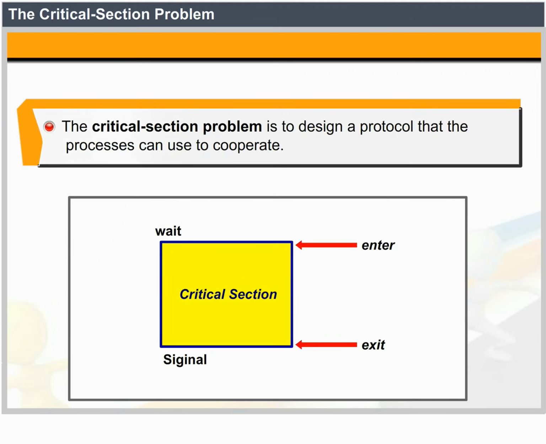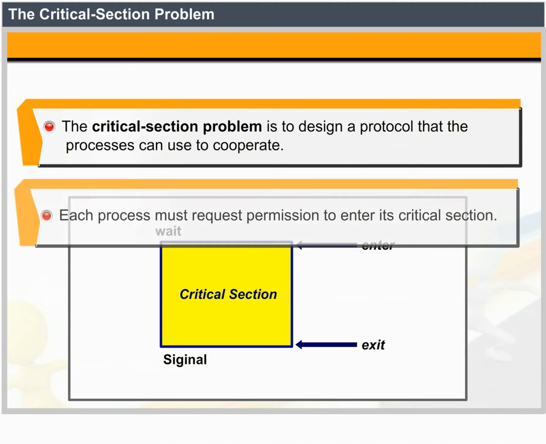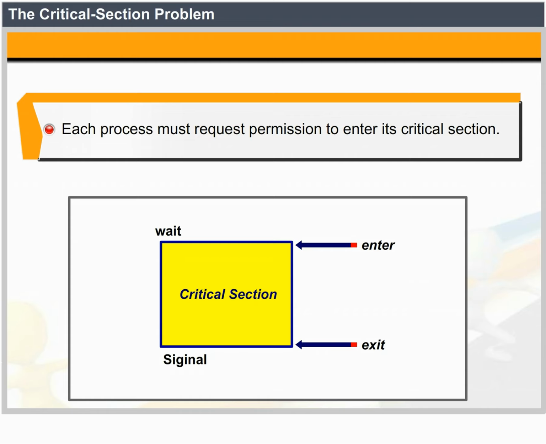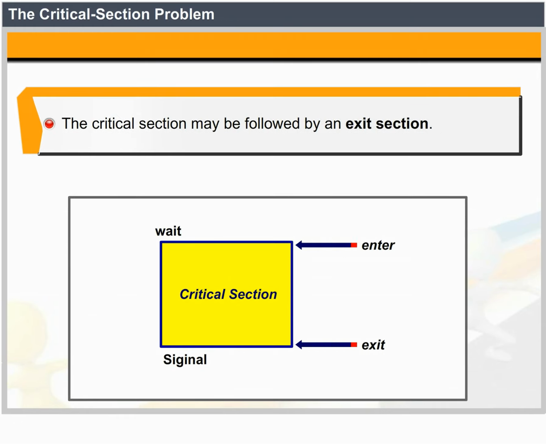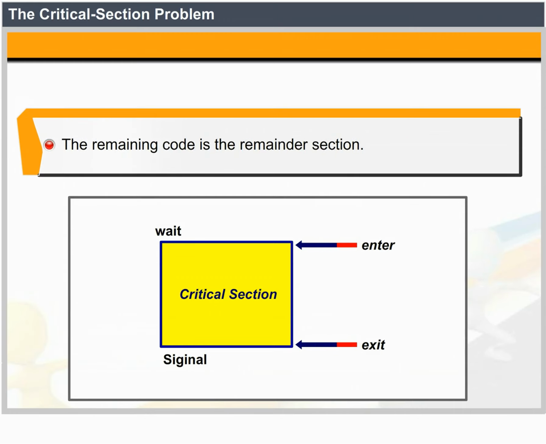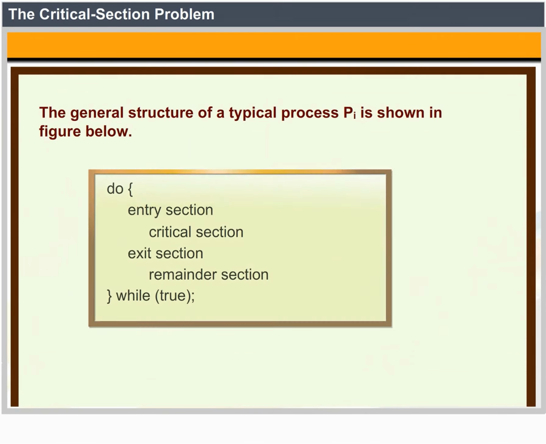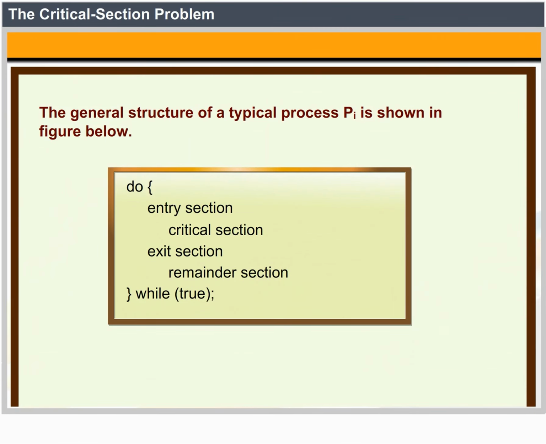Each process must request permission to enter its critical section. The section of code implementing this request is the entry section. The critical section may be followed by an exit section. The remaining code is the remainder section. The general structure of a typical process Pi is shown in the figure below. The entry section and exit section are enclosed in boxes to highlight these important segments of code.